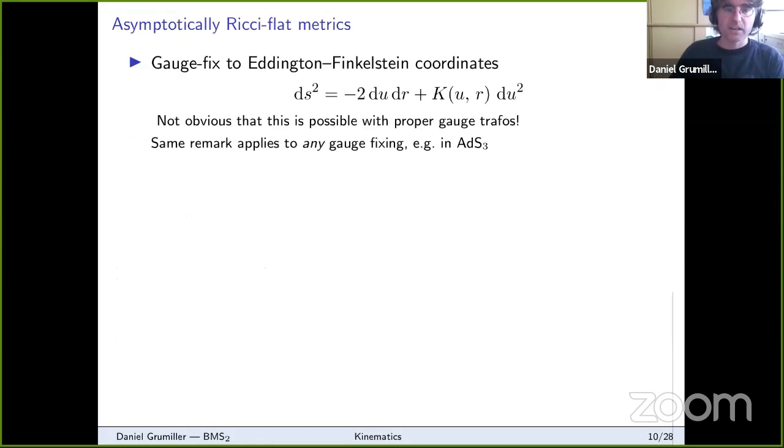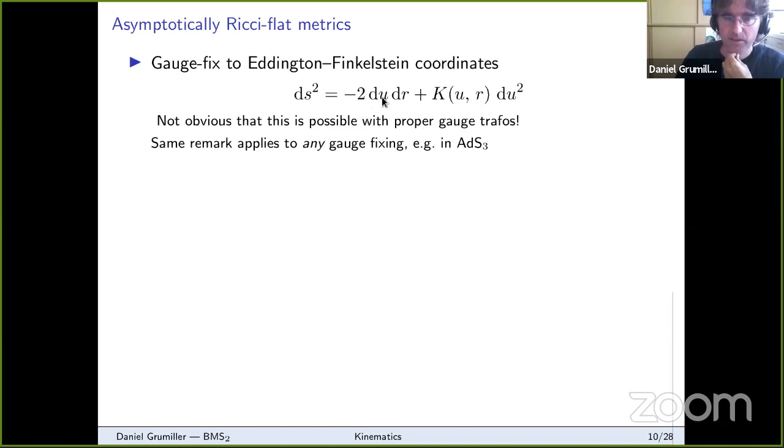I want to define now the class of metrics that we're interested in. Those should be asymptotically Ricci flat metrics. In 2 dimensions, there's only one scalar invariant that you can construct out of the Riemann tensor, the Ricci scalar. So we have to make sure that the Ricci scalar vanishes asymptotically. For convenience, and also because this is the same kind of gauge fixing you do in high dimensions in asymptotically flat space, we gauge fix to Eddington-Finkelstein coordinates.